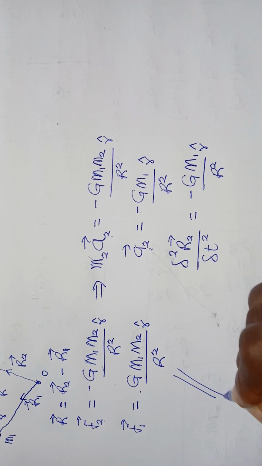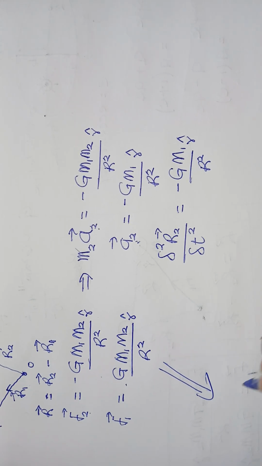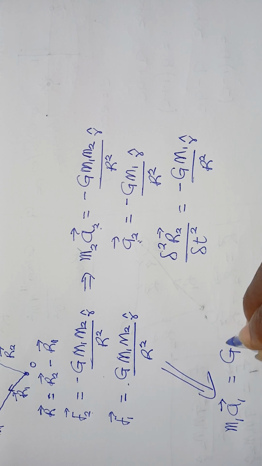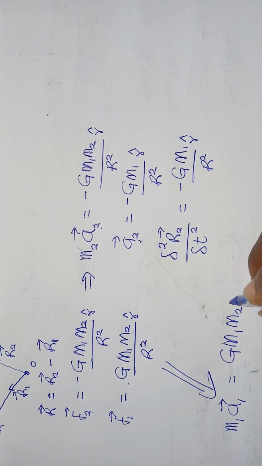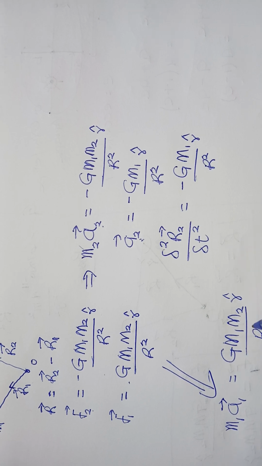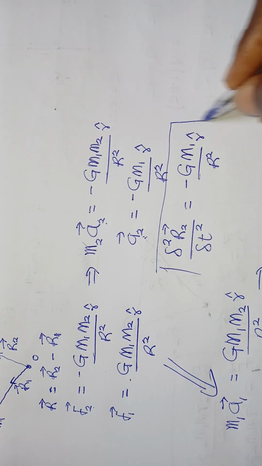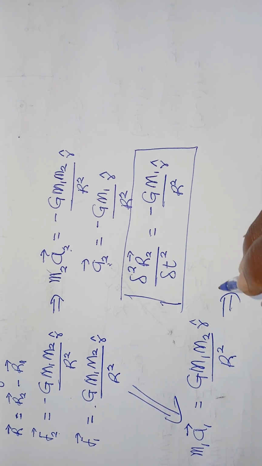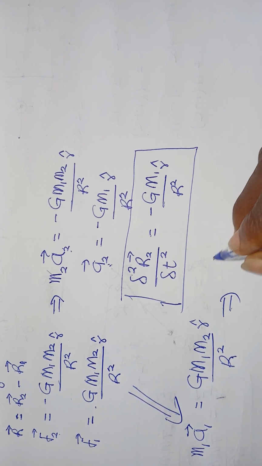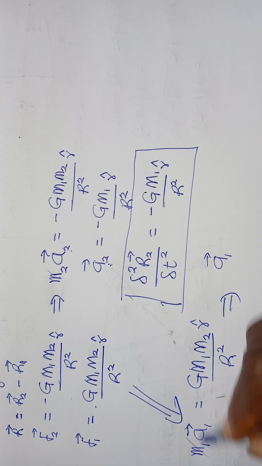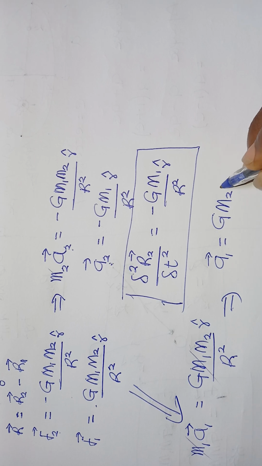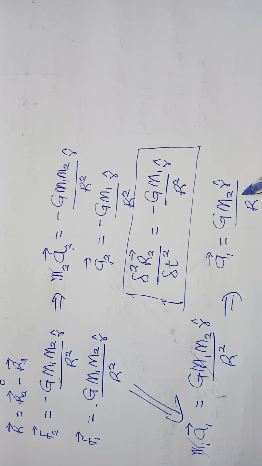So similarly, for F1, this will imply that m1 times a1, which is a vector, is equal to capital G m1 m2 in the direction r roof divided by capital R squared. Also implying that, let me unbox this, which is going to help us in our subsequent calculation. This will imply that a1, m1 would cancel, is equal to capital G m2 in the direction r roof divided by r squared.